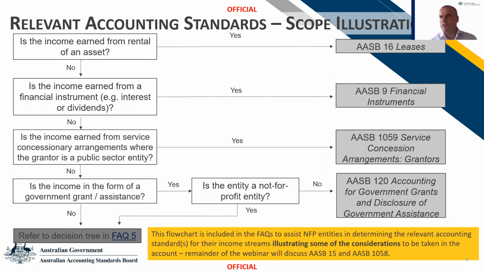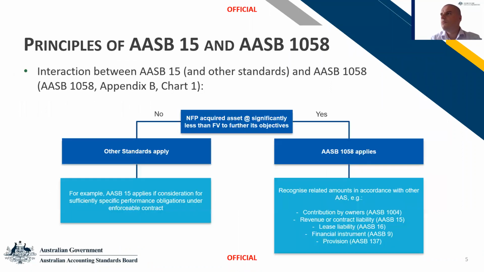So I think the bottom line is to realize the particular scope of application of the respective standards, and that there are standards that are already dealing with types of income, for example, income from financial instruments and income from leases, as illustrated on the slide. This FAQ is also included in the not-for-profit staff FAQs, and the link is provided in the slides shortly. Moving on to the next slide.